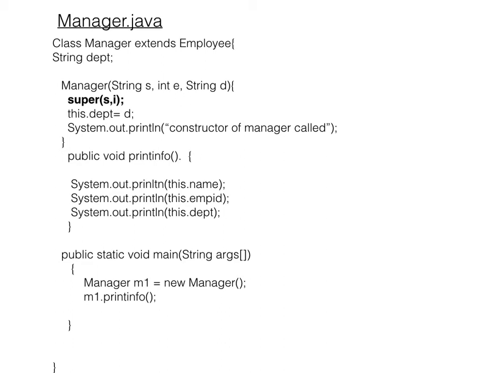As it was for the this command, for the super also, it cannot be written after the first statement. If you have to use super, it must be the first statement. So super and this both require the first statement, and that's why super and this both cannot be used in the same constructor. So either you can use super or this, not both.